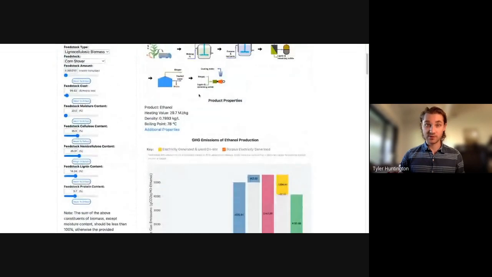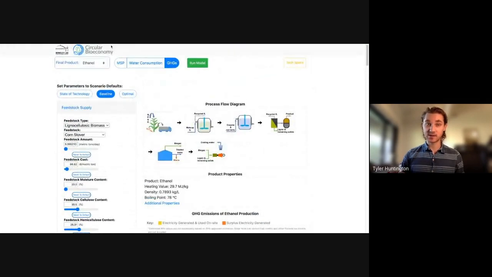So everything from the TEA to the LCA is built in here, and we have these examples for a variety of products that have been really well studied in our research group, and you can run them based on the data that we've developed through rigorous system simulations.